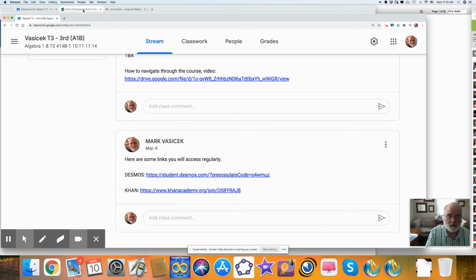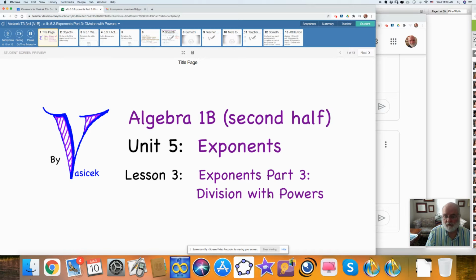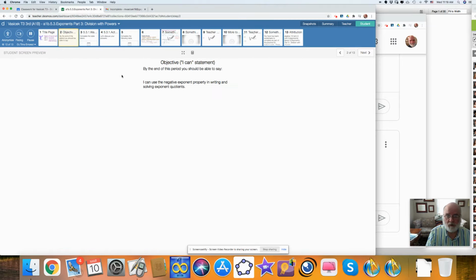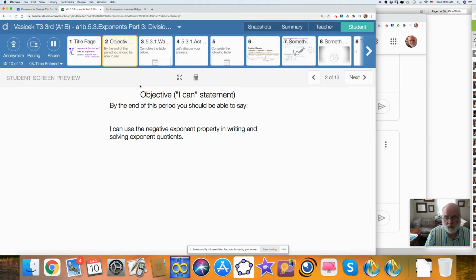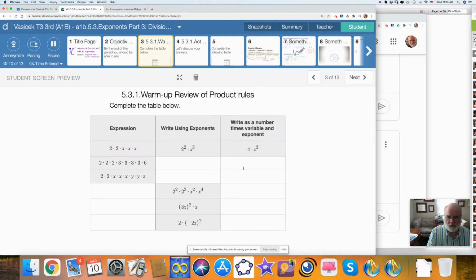Now, this particular unit is about division with powers. And by the end of the unit, you should be able to say, I can recognize and use the negative exponent property in writing and solving exponent quotients. So the very first thing I asked you to do is to fill out this table. And a couple of things about this table.